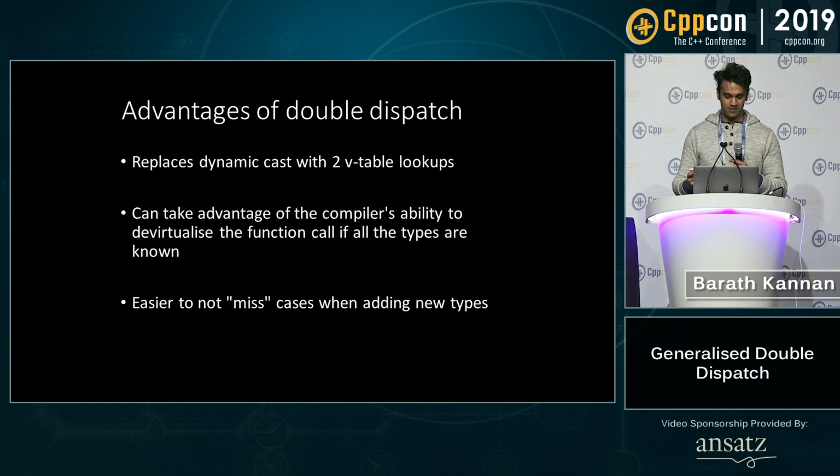So this can take advantage of the compiler's ability to devirtualize the function call if all the types are known. And it's easy to not miss cases when you're adding new types. You just add them to the visitor. If they're missing, then you get a compile error.